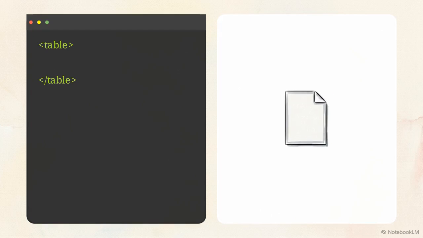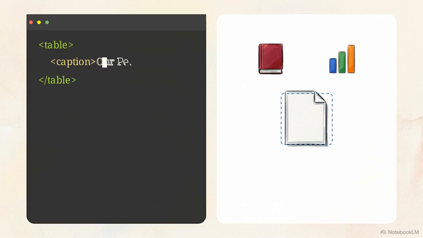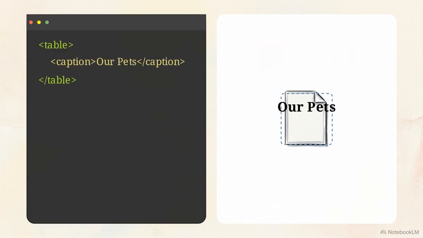The very first step is to write the opening and closing table tags. Think of this action as pulling out a completely blank piece of paper before you start drawing. Nothing is inside yet. Every story needs a title, and so does every chart. We add a caption tag between the table tags and type Our Pets. You'll see that bold title immediately appear at the top of our blank canvas.